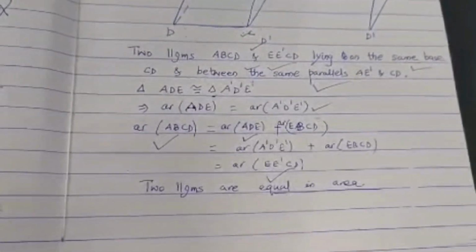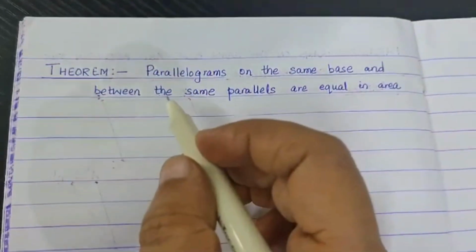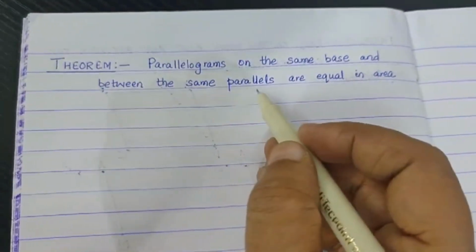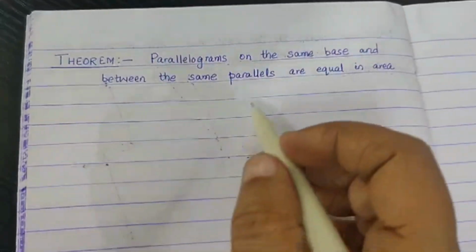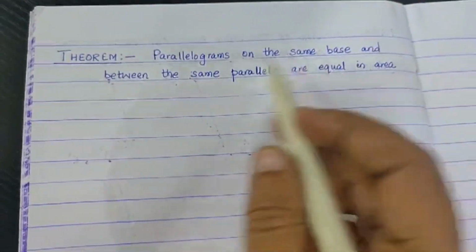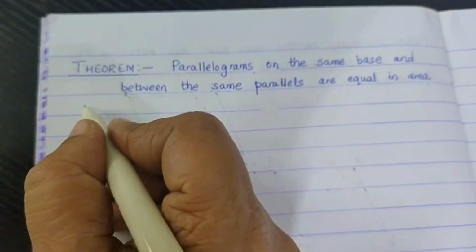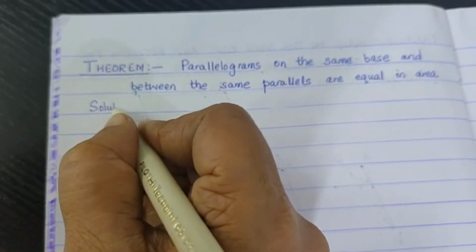The activity is clear, I think. Now this is the theorem we have to study. The theorem goes like this: parallelograms on the same base and between the same parallels are equal in area, which we have studied through the activity. So we will prove this theorem. So solution or proof, okay.